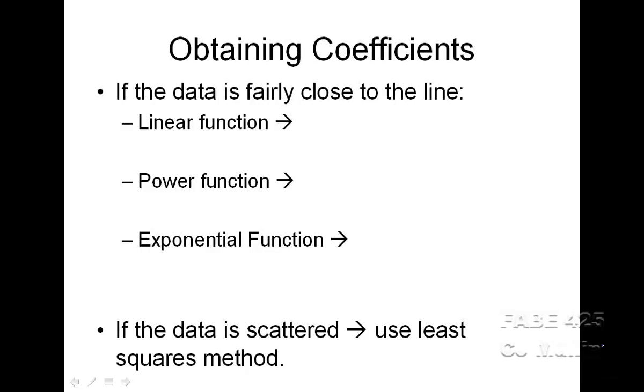So, excuse me, if the data is fairly close to the line and it's a linear function, and you've determined from the previous analysis of the data that it's linear, then you can figure out the slope of the line by comparing 2 data points that are on that line. So m equals y2 minus y1 divided by x2 minus x1.